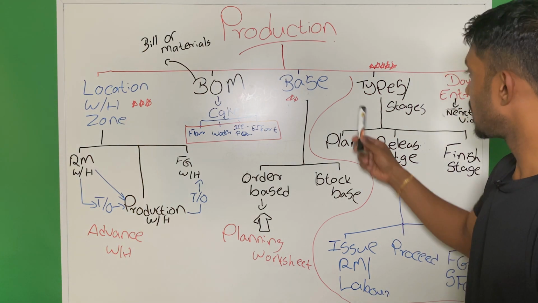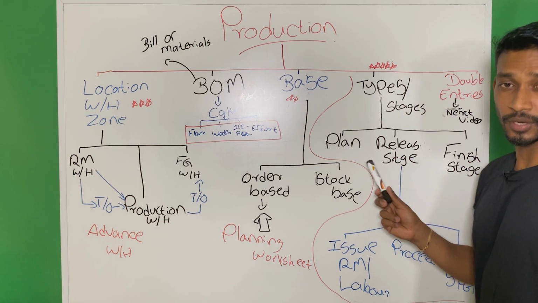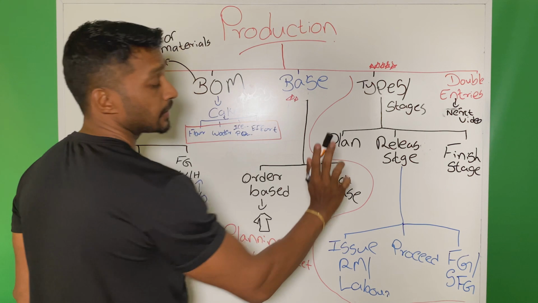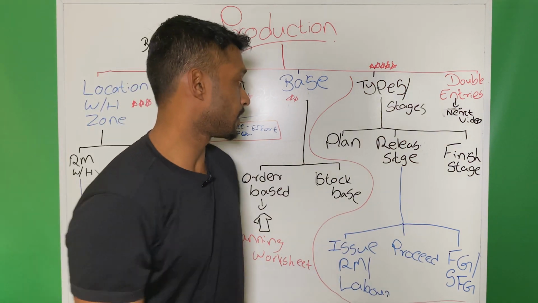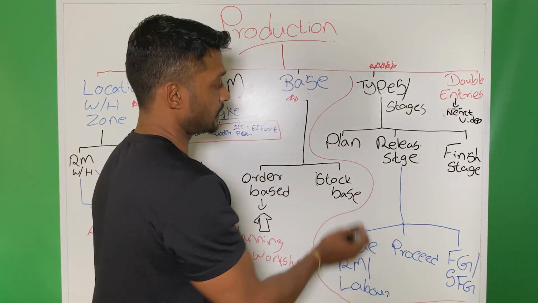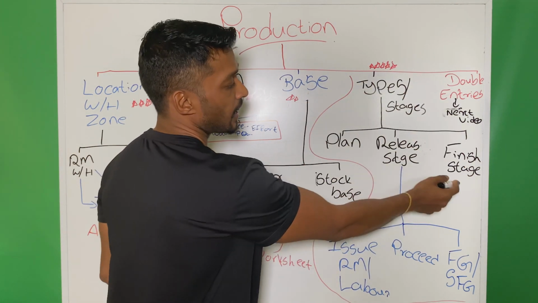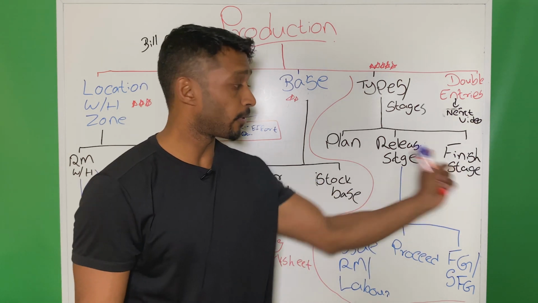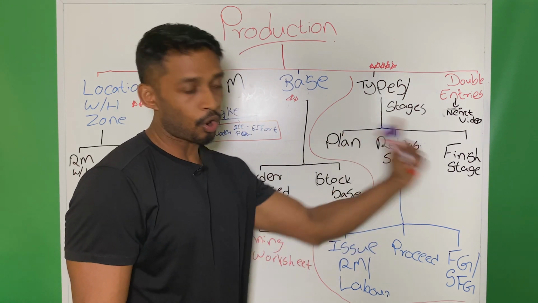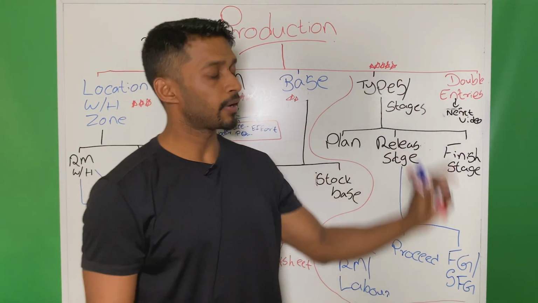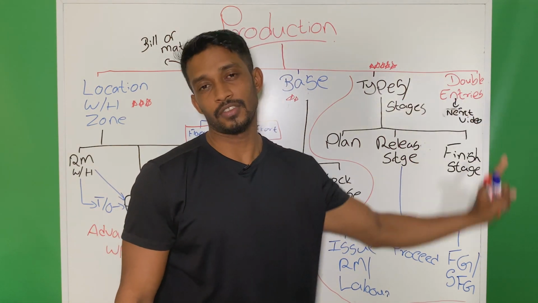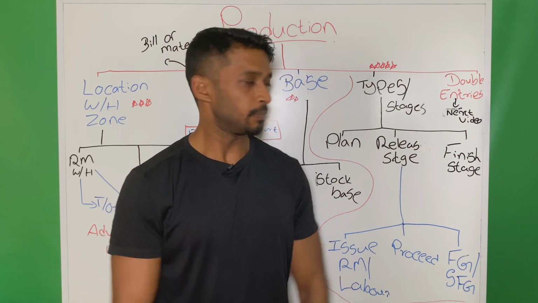Next, the types. Based on the system, these are the three types you can get in Dynamics 365 Business Central: the planning stage, another stage called firm planning, the release stage, and the finish stage. These are very important stages. In these stages, we can maintain the whole production process and double entries. I'll discuss these double entries in my next video, because it's not actually complicated.